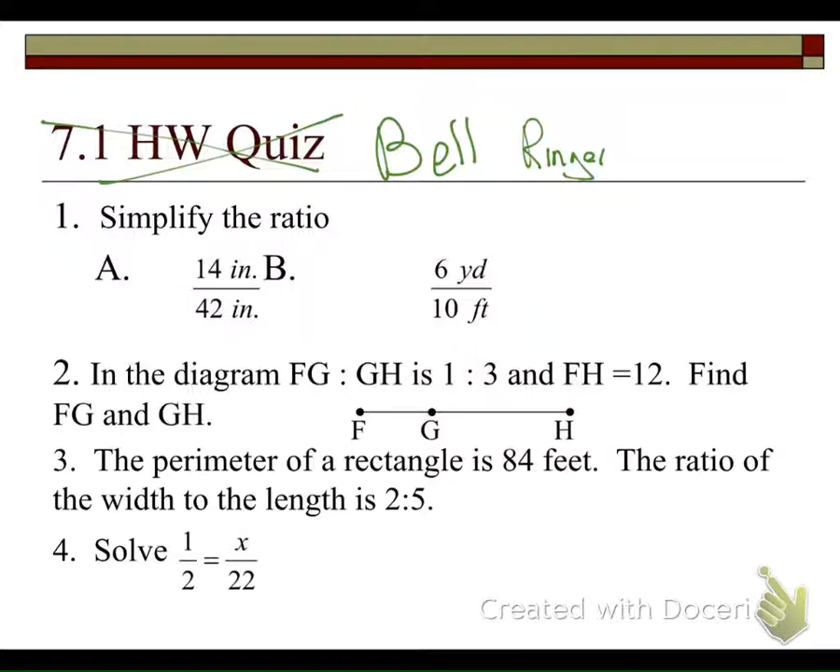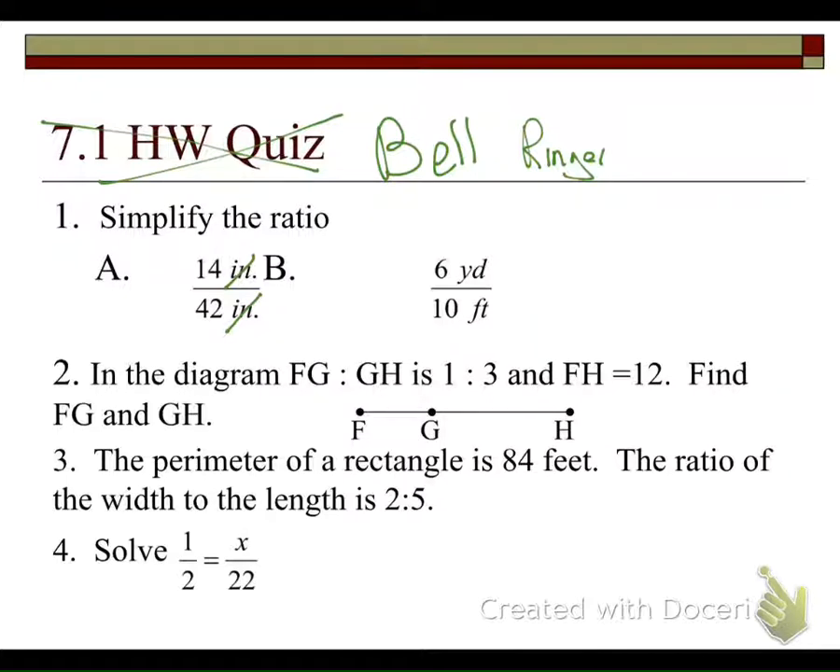Okay, so our first one, we see that they're both already in the same unit, right? So they both already are in inches, which means that we can cancel the inches out. But now we have to look for something that's in common between the numerator and the denominator. So we see 7's in common with both of them.